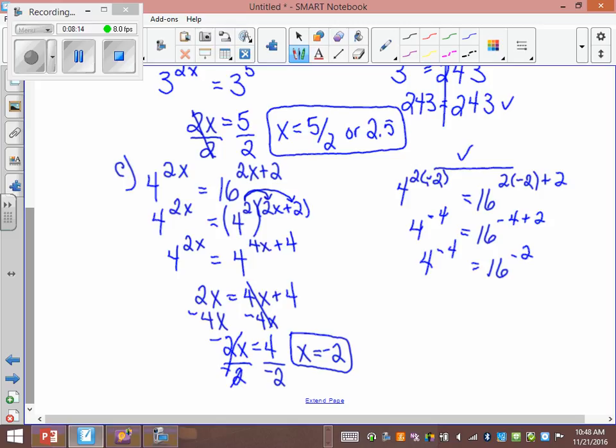What's 4 to the negative 4, math enter, is 1 over 256. And then 16 to the negative 2 is 1 over 256. So you know you're right.